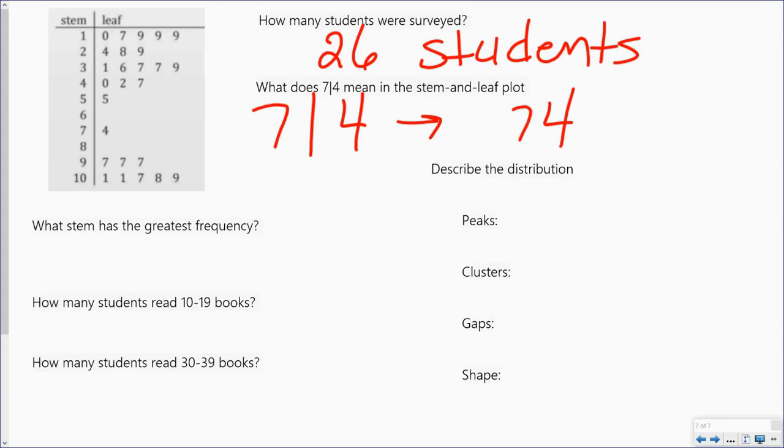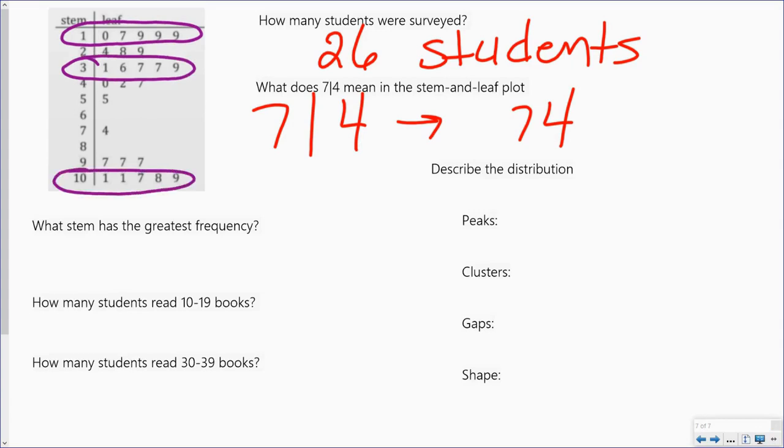What stem has the greatest frequency? So again, I'm looking for stems that have the most leaves, and it looks like 1, 3, and 10 all have the same amount. So what stem has the greatest frequency? It would be the stems of 1, 3, and 10.